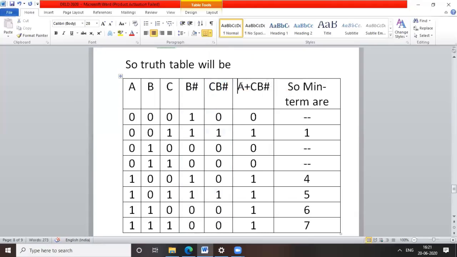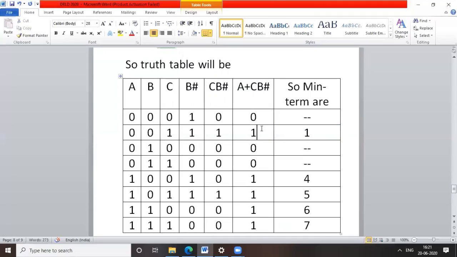Now I have calculated C into B bar. Now I have to perform which operation? C B bar plus A. So A plus C B bar. This column corresponds to the expression A plus C B bar. So I can say that this is the output for this function Z.